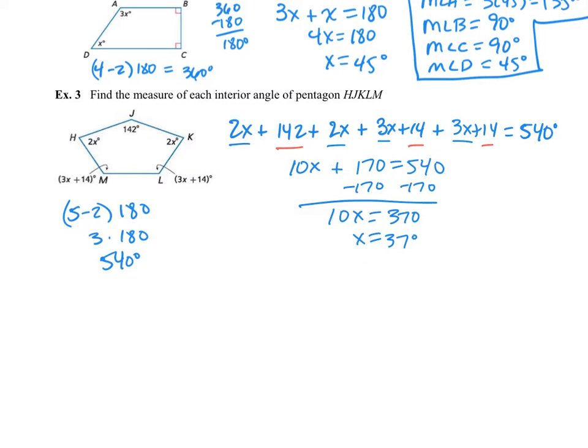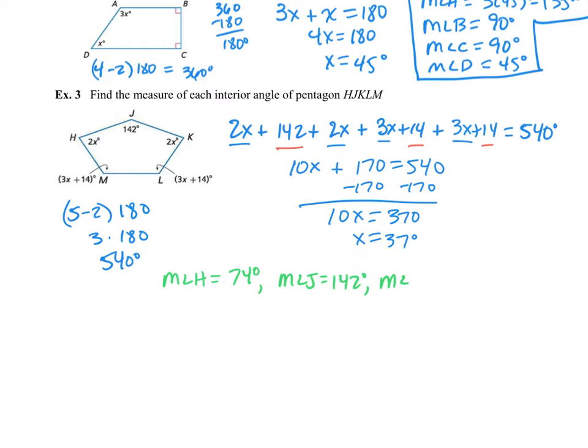So now that we know what x is, we can write the measure of each angle. So let's just make a list. We know that the measure of angle H is 2x. 2 times 37 would be 74 degrees. Okay, so that's H. The measure of angle J, oh, we already knew that one. That's 142 degrees.